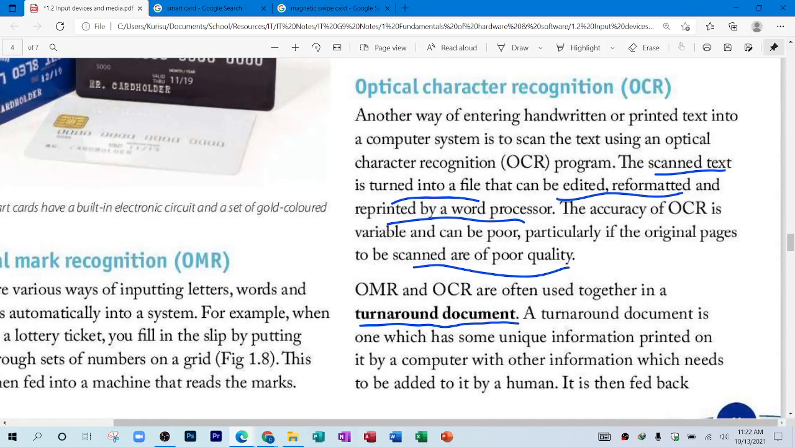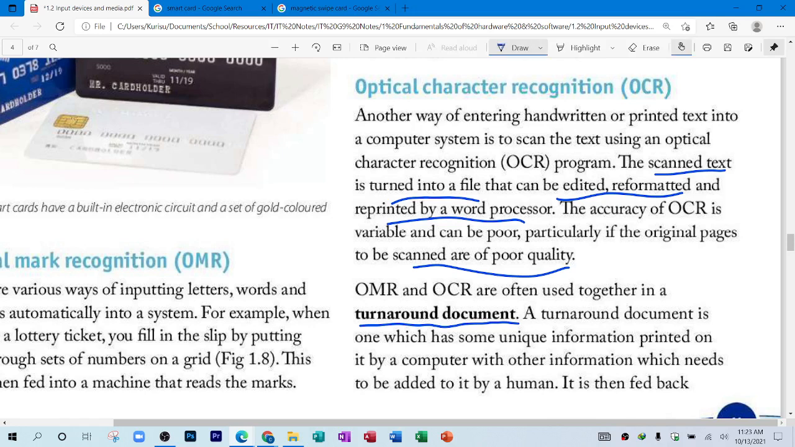So we're looking at the OCR now. As the name indicates, it is going to be looking for characters, so it's going to scan those characters. For example, if you wrote a letter or some form of document, it has characters on it: letters, numbers, symbols, and so on. If you want to edit that document, you could scan it into the system and it would transfer the text into the computer so that you can edit it, reformat it, reprint it, and do whatever you want with it.